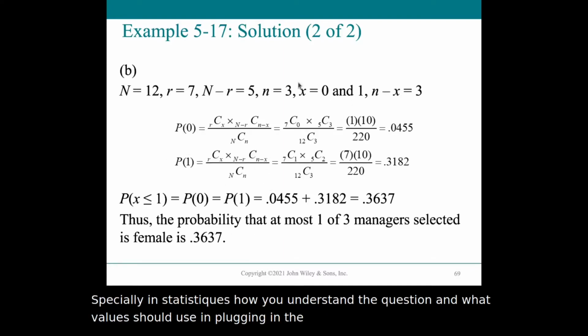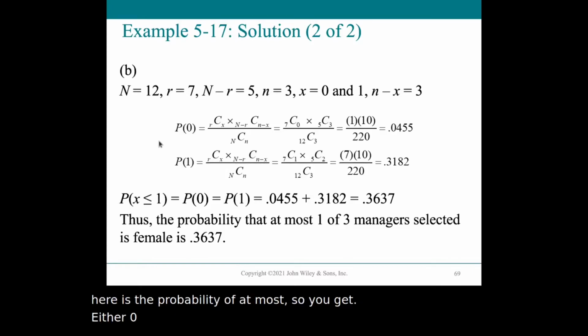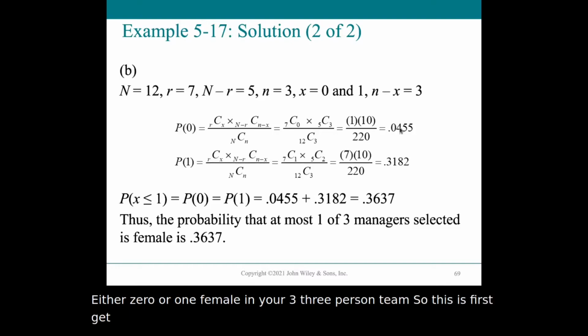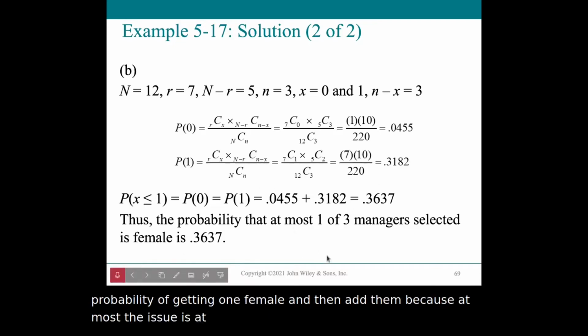So here is the probability of at most. So you get either 0 or 1 female in your 3-person team. So first get a marginal probability of getting no female and a marginal probability of getting 1 female, and then add them, because the issue is at most. So you have the union of the 2 probabilities.